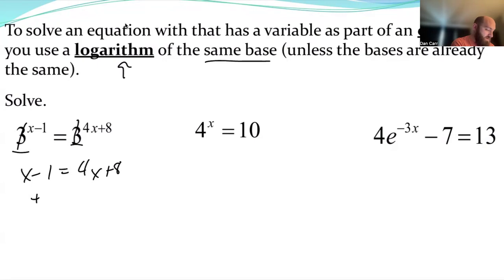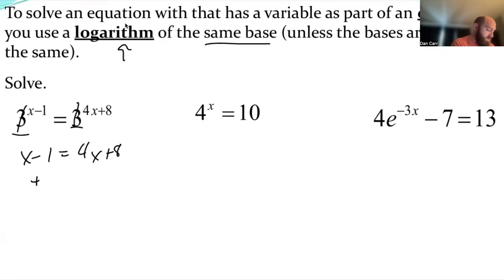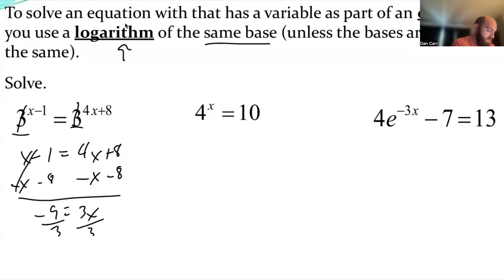So I'm going to add, well, actually, no, I'm going to do this. I'm going to subtract x and subtract 9 to both sides. I don't know why I did 9. I'm getting ahead of myself. Okay, let's try that again. Subtract 8 to both sides. So negative 9 is equal to 3x. So I divide by 3, and I get negative 3 for x.